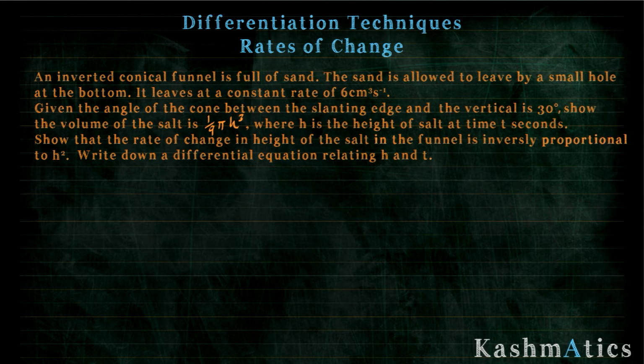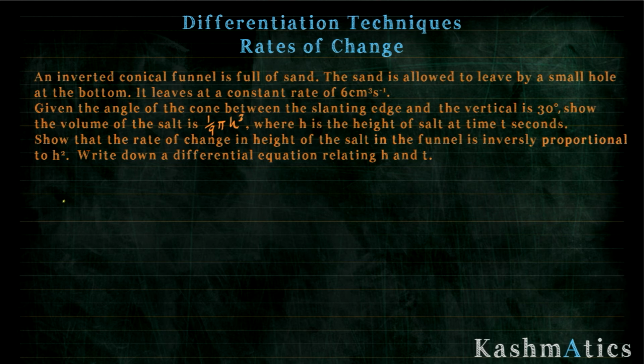An inverted conical funnel is full of sand. The sand is allowed to leave by a small hole at the bottom, and it leaves at a constant rate of 6 centimeters cubed per second. Given that the angle of the cone between the slanting edge and the vertical is 30 degrees, show that the volume of the salt is 1/9 pi h cubed, where h is the height of the salt at time t seconds. Show that the rate of change in height of the salt and the funnel is inversely proportional to h squared. And finally, write down a differential equation relating h and t.